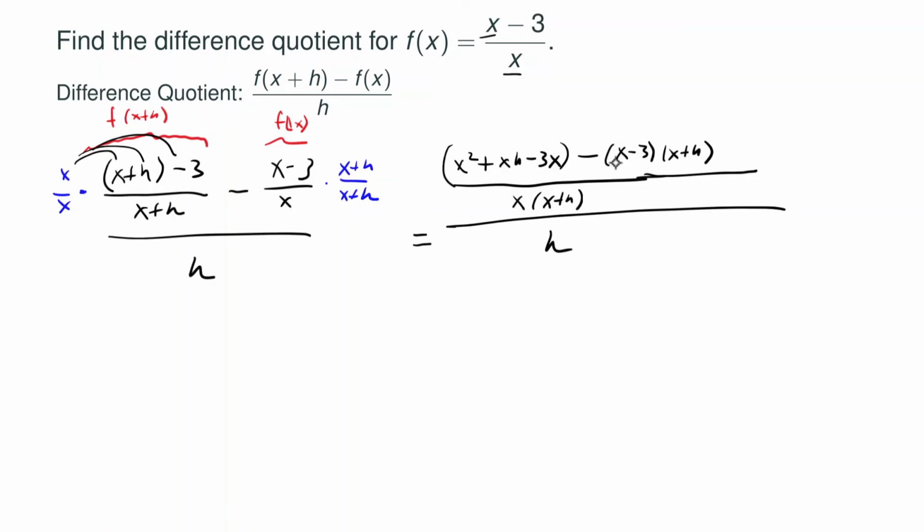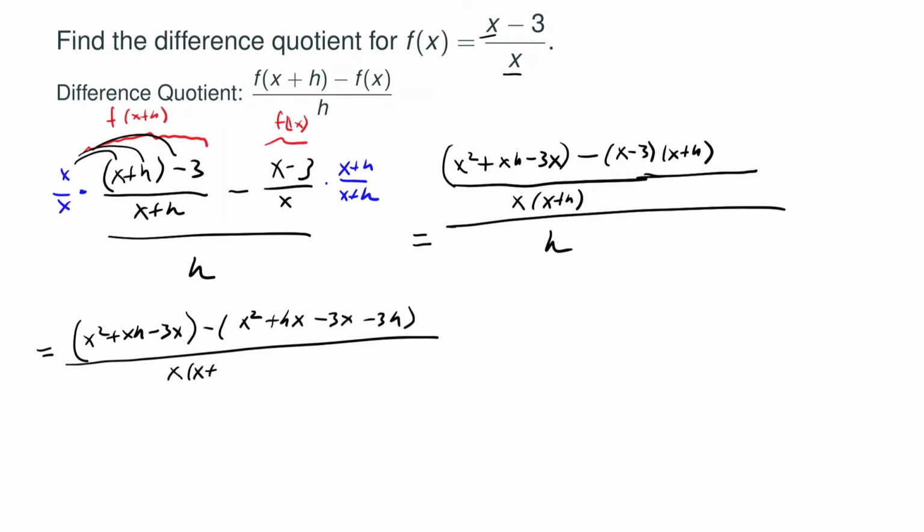So we do also have to multiply these out. So let's do that. The next line. We get x squared plus xh minus 3x minus x squared minus 3x. Let me actually do it this way. Let's do x first. X squared plus hx minus 3x minus 3h over x plus h, entire thing over h.